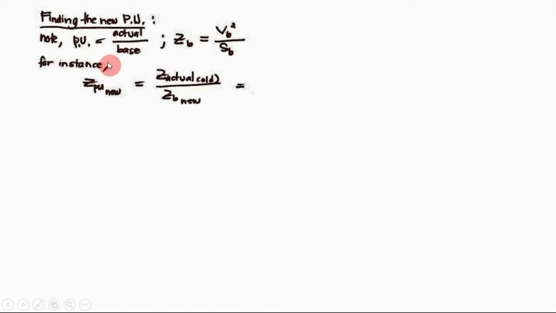For instance, we want to get the new per unit value of our impedance, or the Z. So let us have again from this idea the actual value divided by the base value. So we have the Z actual, that will be for the old impedance value, and for the chosen impedance base, that will be our new, and this can be computed from the chosen base voltage and the apparent power base.